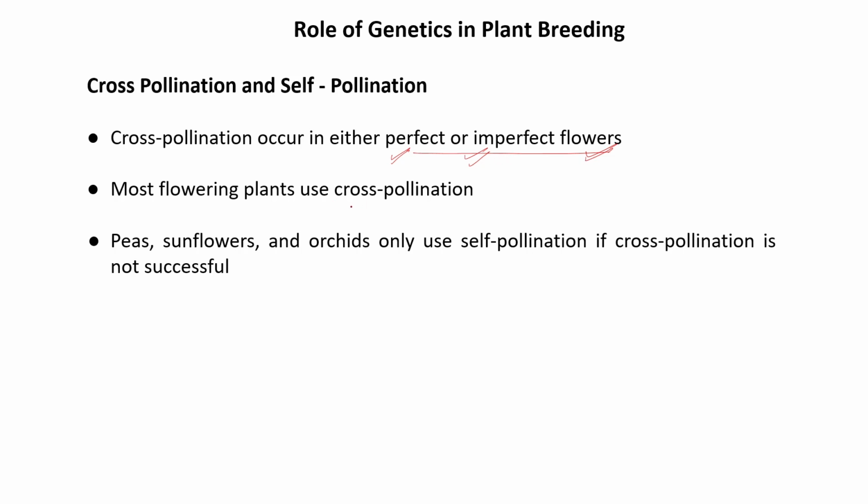So most flowering plants use cross-pollination. Generally, we have cross-pollinating flowers. So peas, sunflowers, and orchids only use self-pollination if cross-pollination is not successful. Generally, they also favor cross-pollination, but sometimes when there is no cross-pollination, they can undergo self-pollination as well.